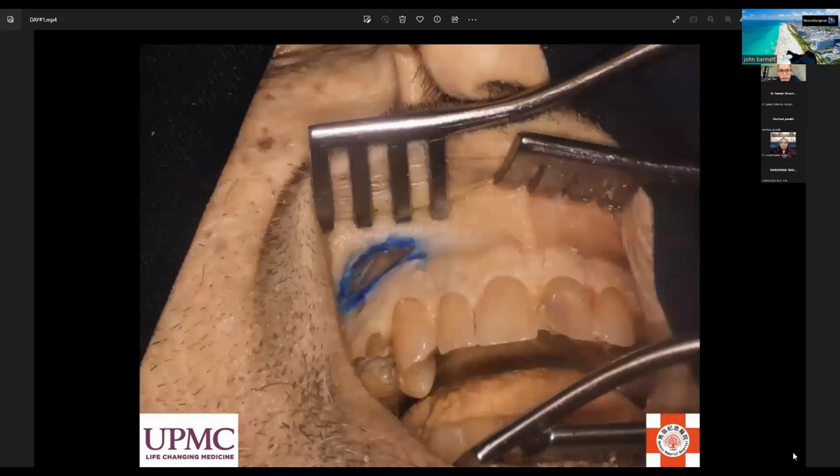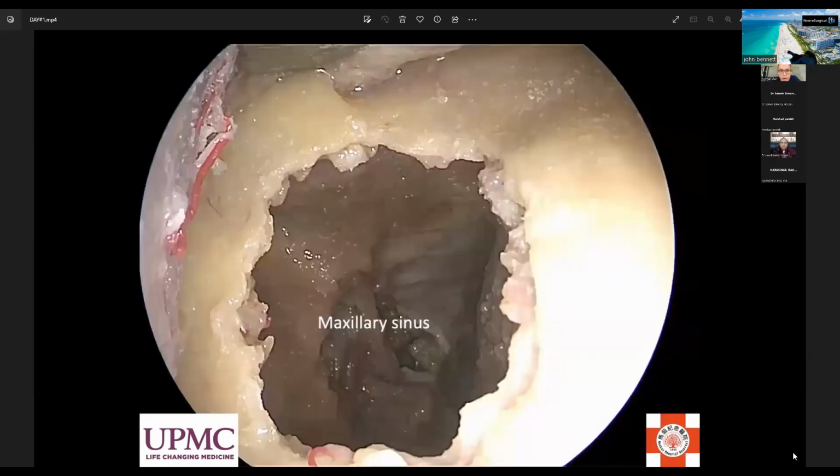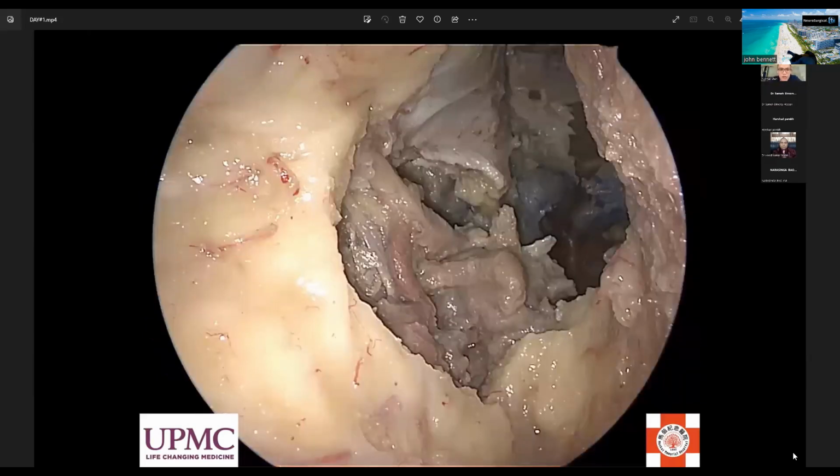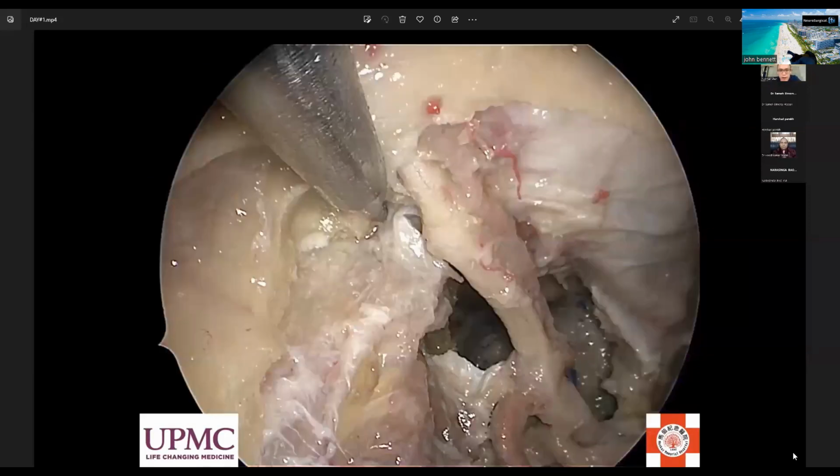So we made a gingiva incision just above the right canine, and then we do the subperiosteal dissection to expose the right canine fossa just below the right infraorbital foramen. Then we drill the anterior wall of the right maxillary sinus to get into the sinus, and then we can remove the bone more and expose more of the inferior orbital fissure and also more area of the right greater wing of sphenoid.